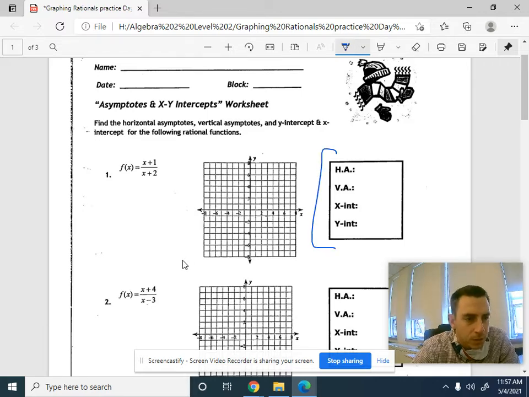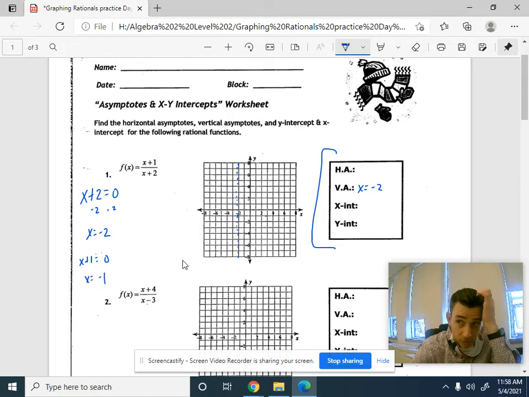Our vertical asymptote comes from taking the denominator and setting it equal to 0 and solving for x. And it will always be x equals, because it's a vertical line. It's x equals -2 in this case. So -2 is our vertical asymptote. The x-intercept comes from the numerator. All this writing that I'm doing is not necessary, it's whatever you want to do. You don't have to write down anything like that. You can probably just do that in your head. But our x-intercept would be -1, 0.